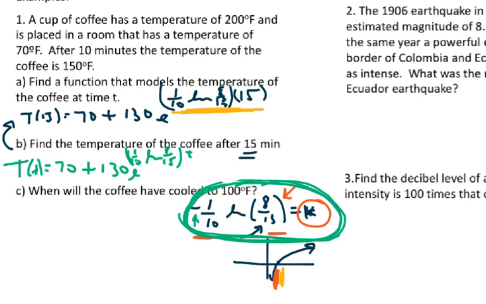All right, so we put that in our calculator and we get a value. We get 132.757 degrees Fahrenheit. So that's the temperature of the coffee after 15 minutes. All right, so now let's look at the very last one. When will the coffee have cooled to 100 degrees Fahrenheit? All right, so let's get some room over here.